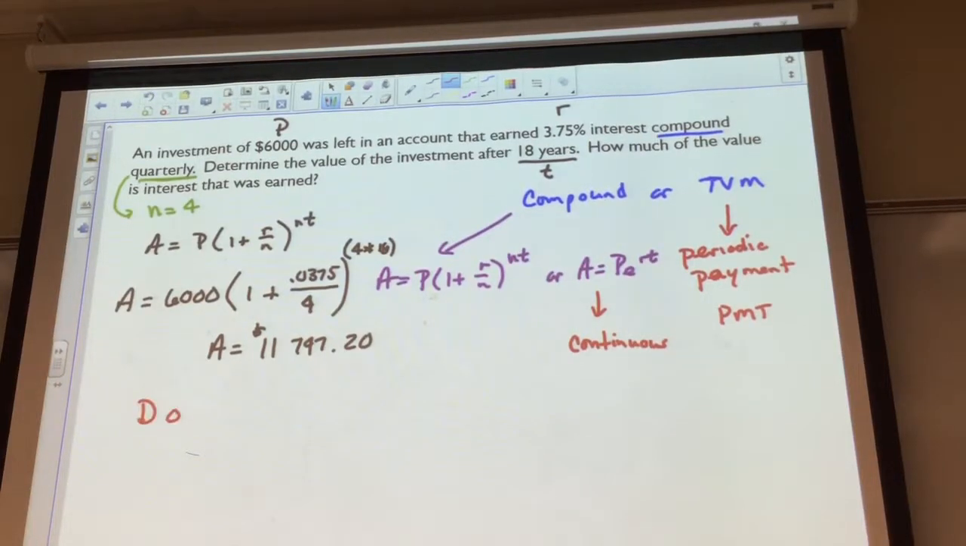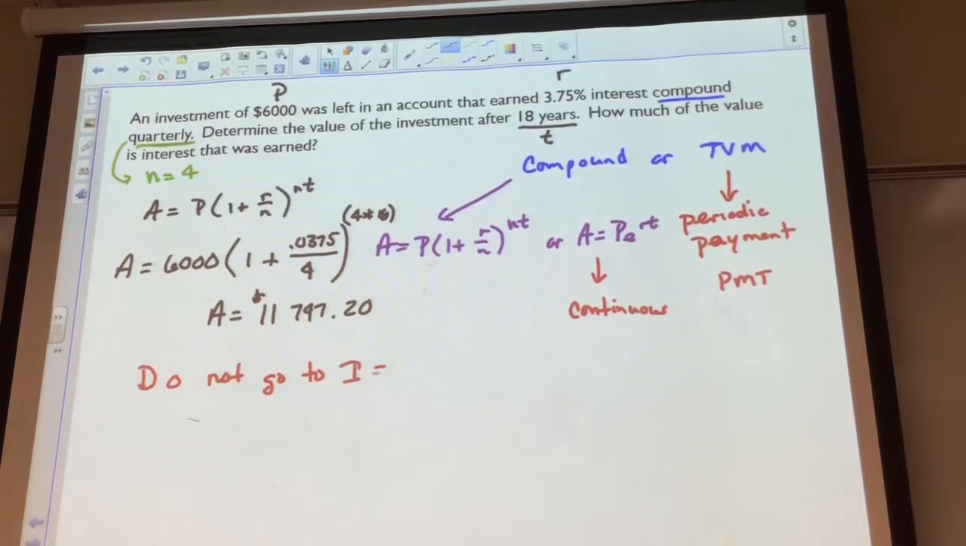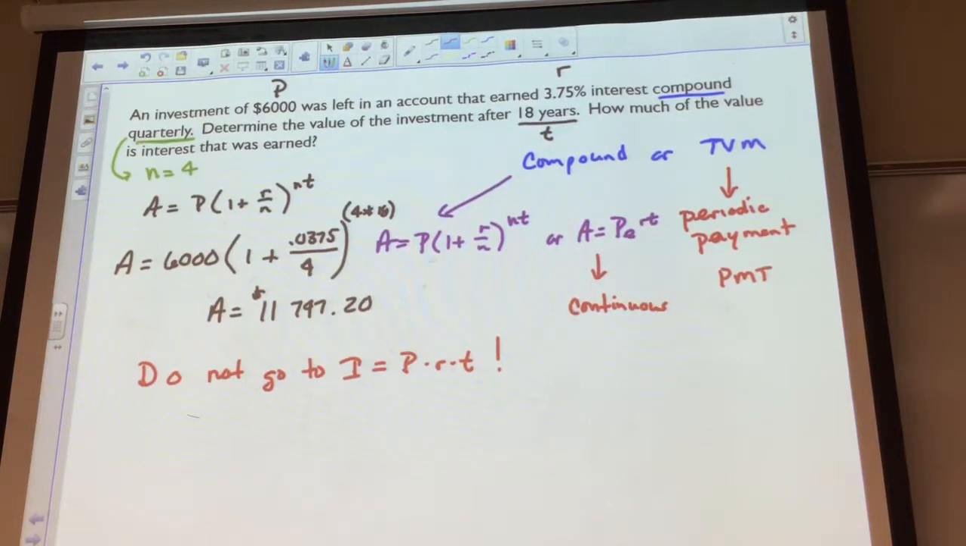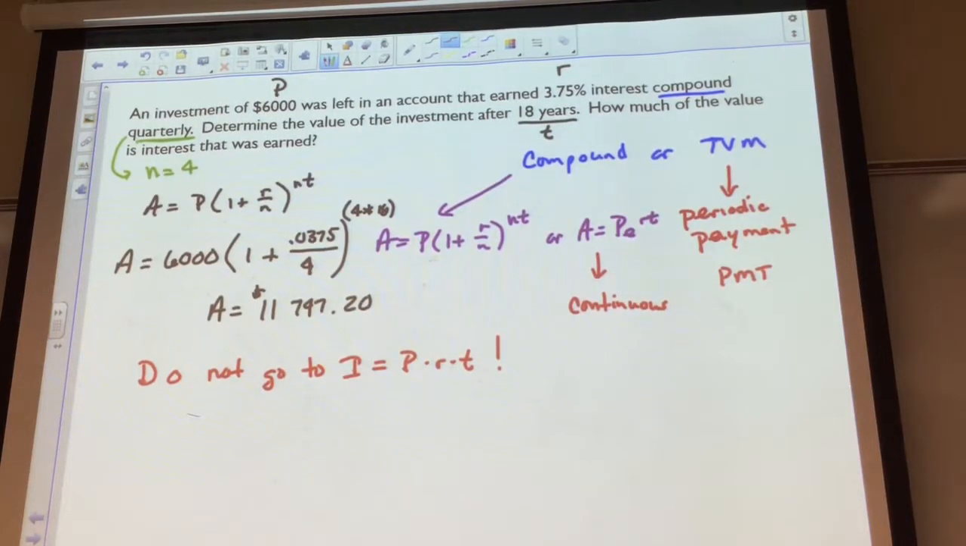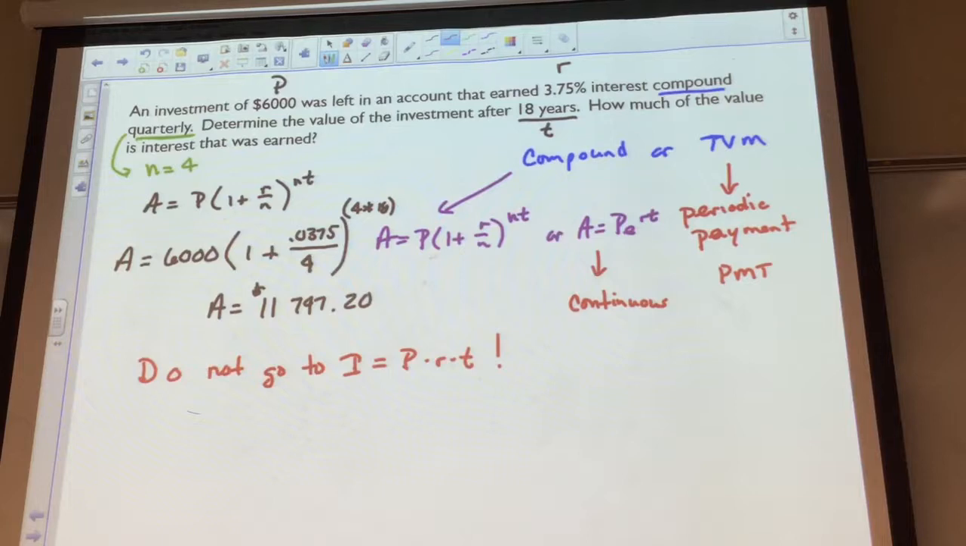True or false? Didn't you rule out simple interest when you started working the problem? Then why would you go back to a simple interest formula again? But yet that's what a lot of you did for this problem. You went back to a simple interest formula to find out how much interest was there. You got interest every quarter for 18 years. You got little chunks of interest as you went along and started earning interest on top of those interests.